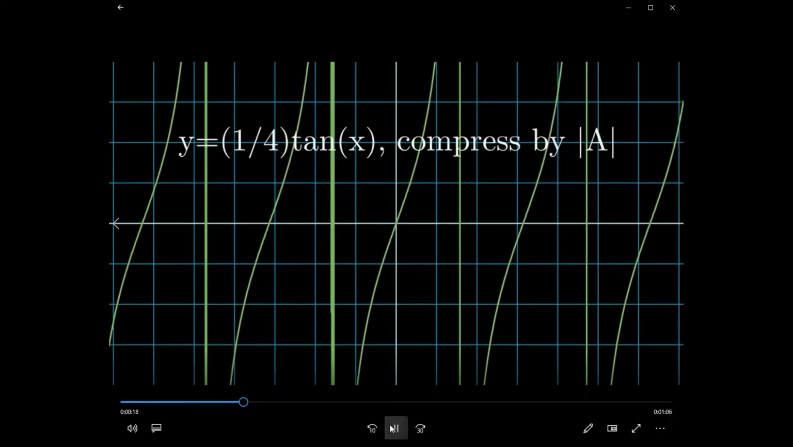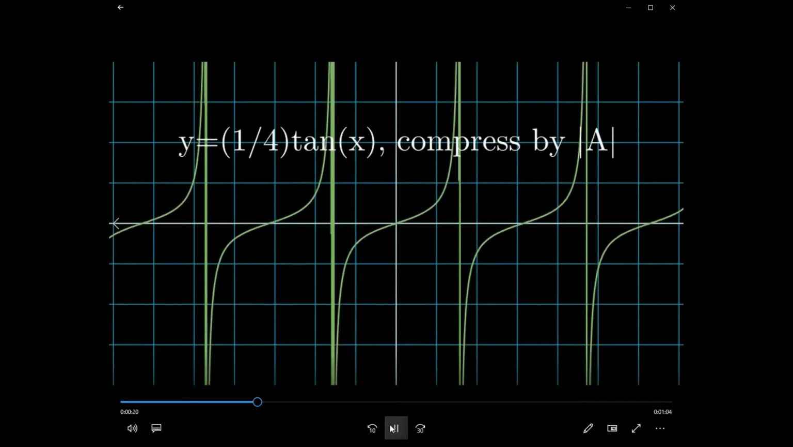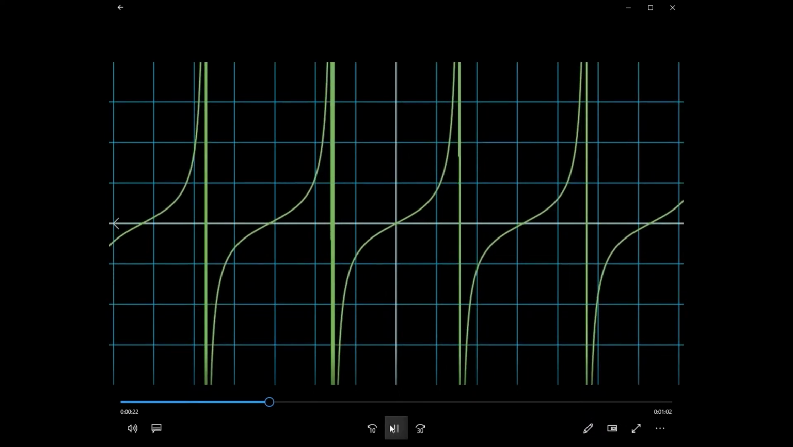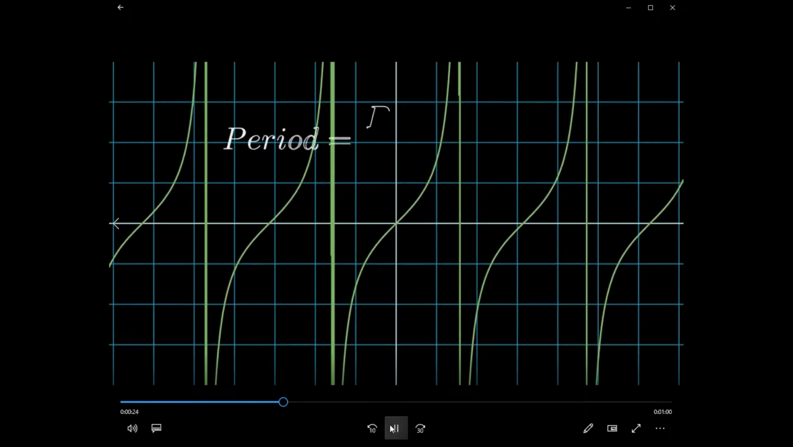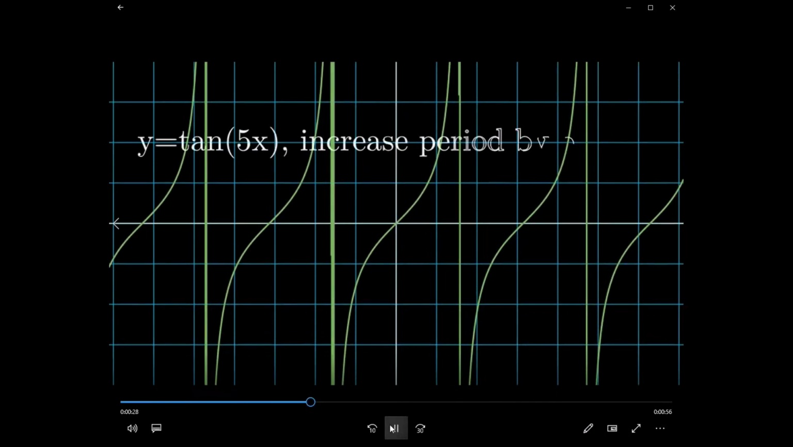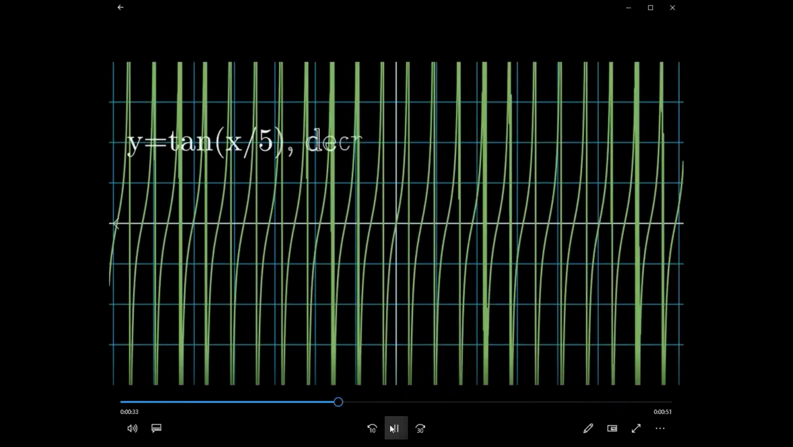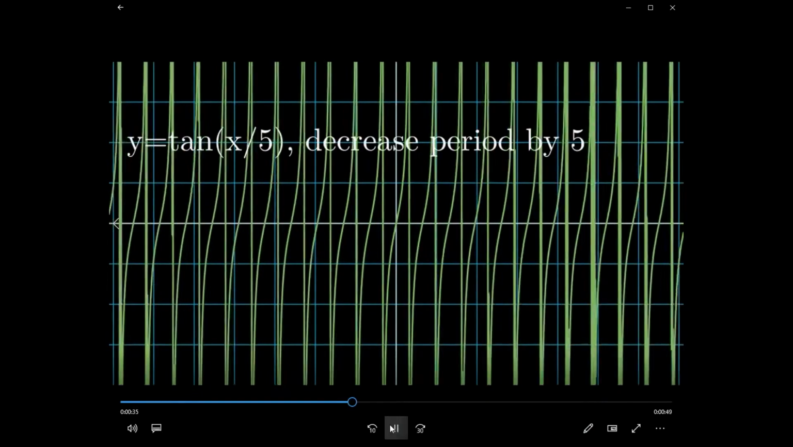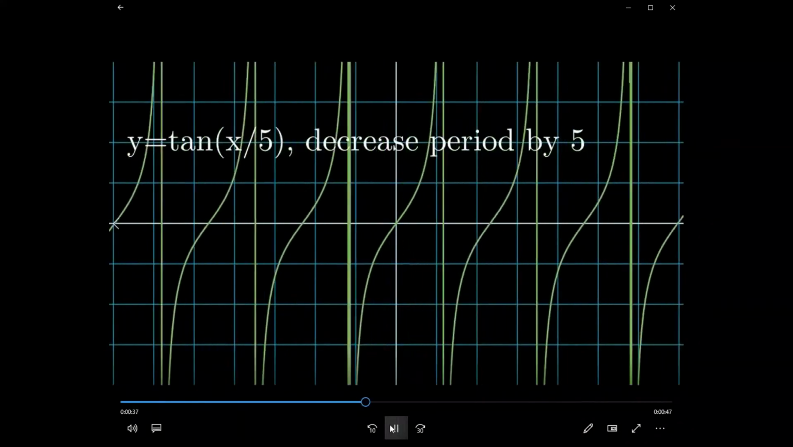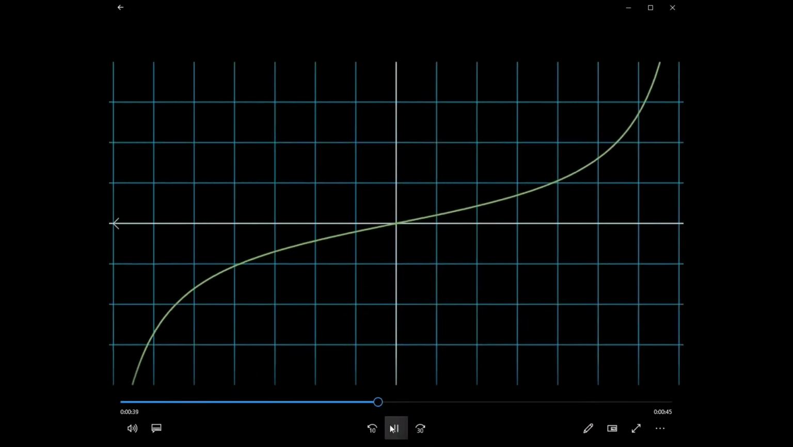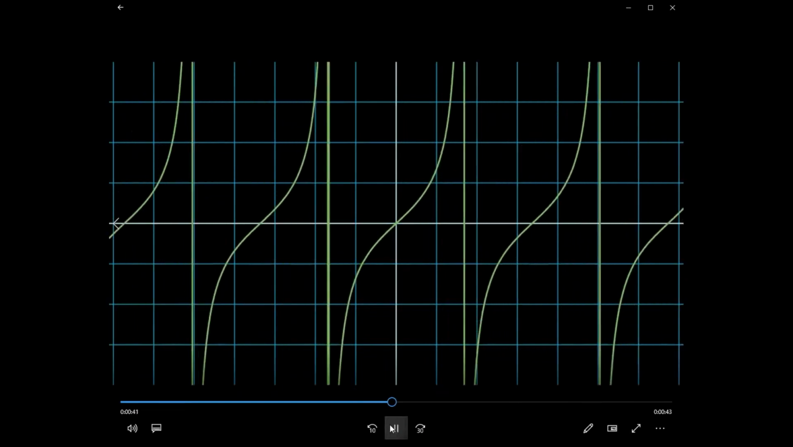For the absolute value of a, instead of amplitude, we have stretch and compression. If a is greater than 1, the graph is stretched, and if a is between 1 and 0, the graph is compressed. And similarly, for the absolute value of b, if b is greater than 1, the period increases, and if b is between 1 and 0, the period decreases.